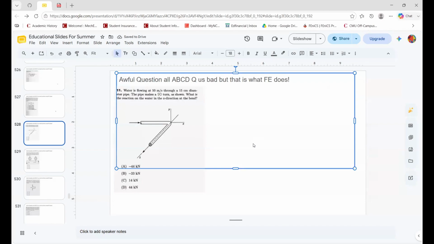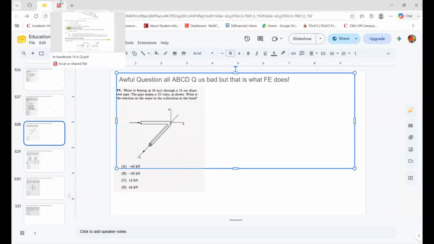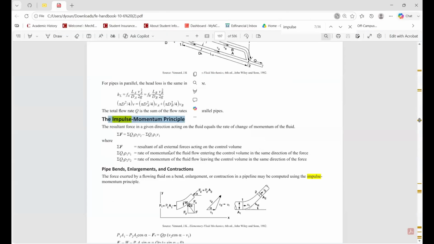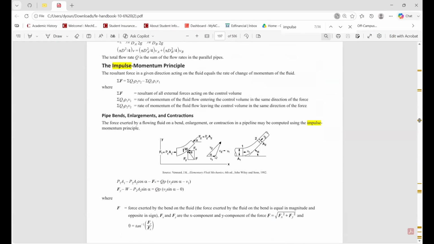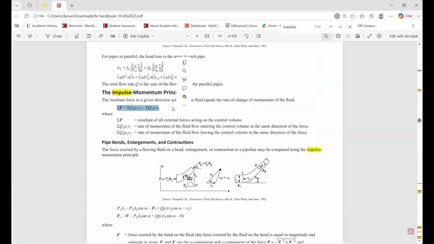The pipe makes a 90-degree turn as shown. What is the reaction of the water in the z direction of the bend? So here's the thing. There's something called the impulse momentum principle, and you can do Control F and find impulse. There's multiple impulse, and generally speaking, this is kind of the momentum principle. First thing is this: summation of Q2 density 2 V2 minus summation of density 1 V1 equals a force. And here's what I'm going to say Q is. Q is the rate of momentum, blah, blah, blah. But in reality, what is Q?